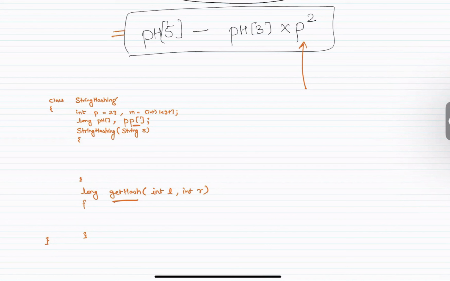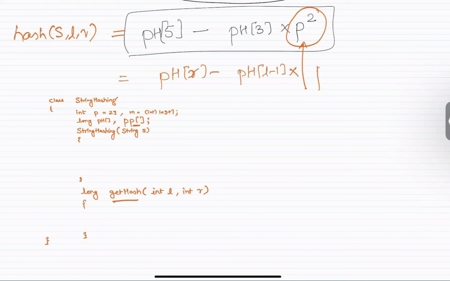When you are computing range hash, when you are computing hash of S from L to R, you see that we had to multiply with a power of P. So our formula is PH of R minus PH of L minus 1 into P power R minus L plus 1. How will you get this if you do not have PP? That means at runtime you will have to compute it. But if we have pre-computed and stored that, that will be used by the get hash function. Yes, sir. Okay.